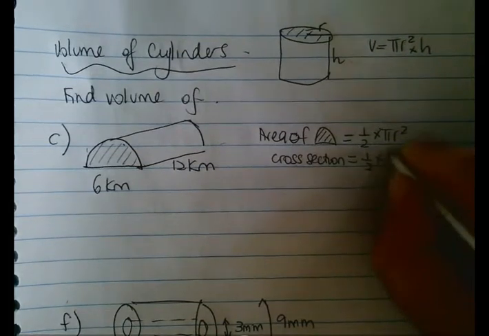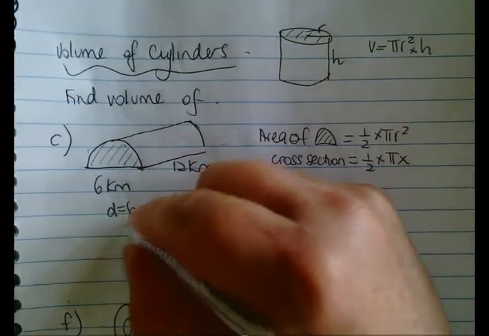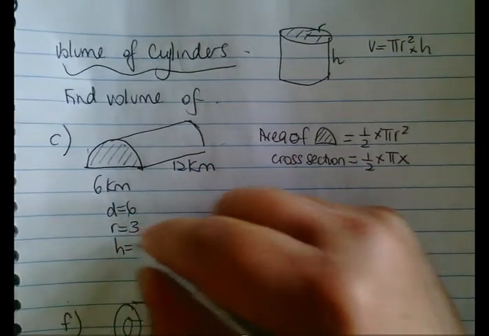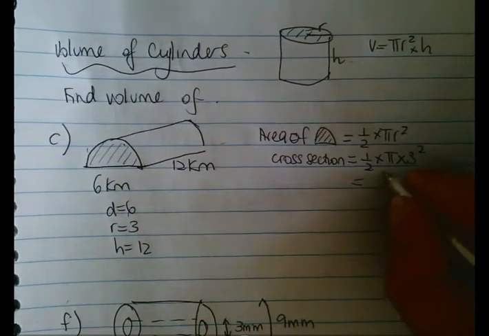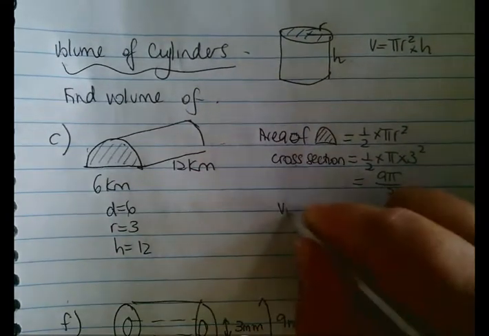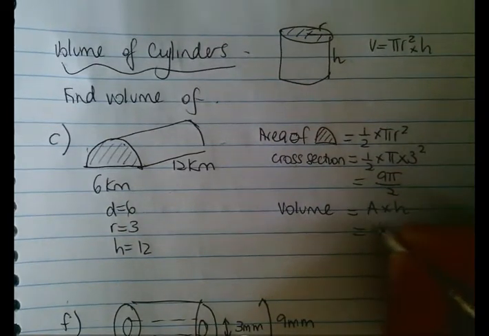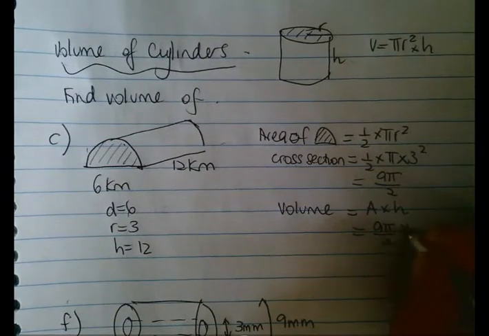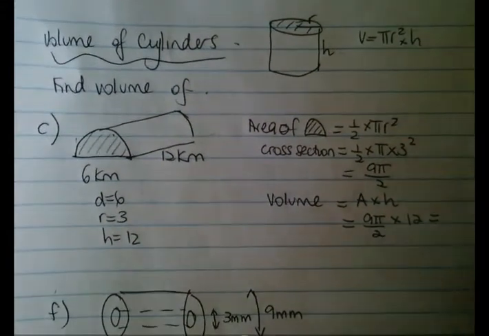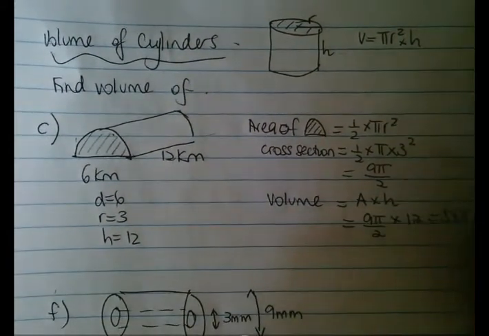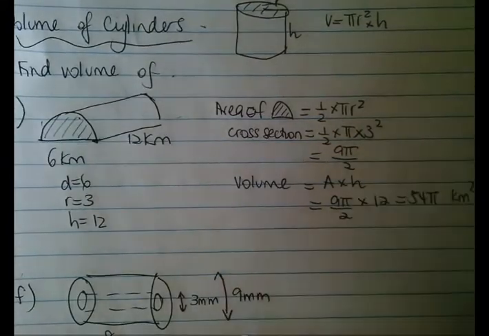A half times pi times, what's the radius? 3. Diameter is 6, radius is 3, height is 12. Times 3 squared, which is what? 9 pi on 2. And so the volume is area of the uniform cross-section times the height, which is 9 pi on 2 times 12. That's 9 sixes. 54 pi kilometers squared. I know you know how to work that out if you had to.